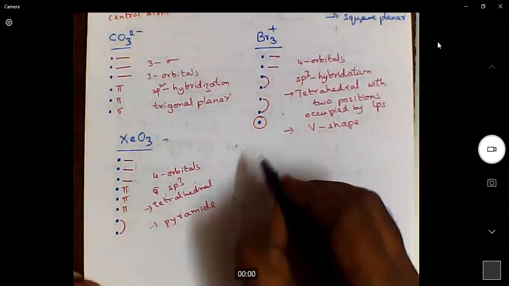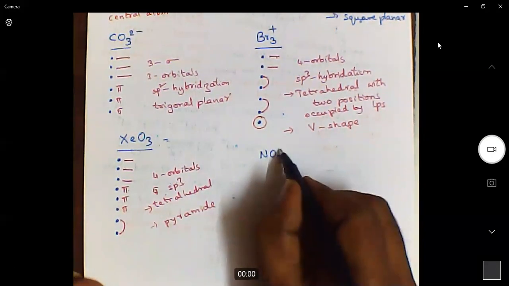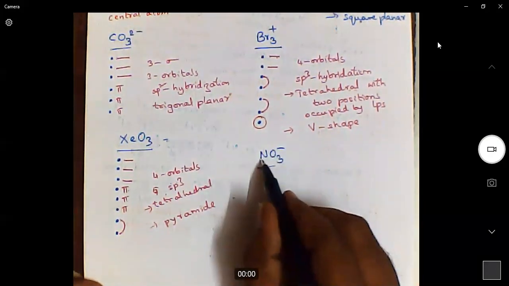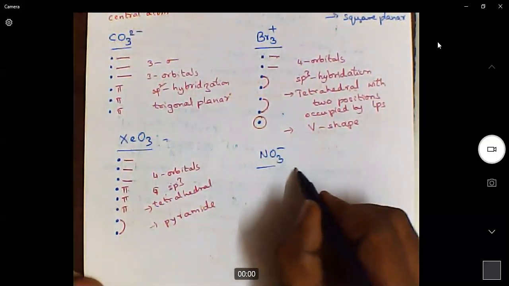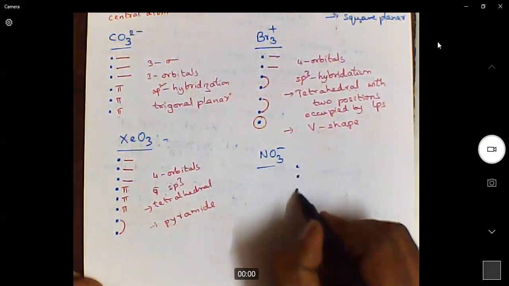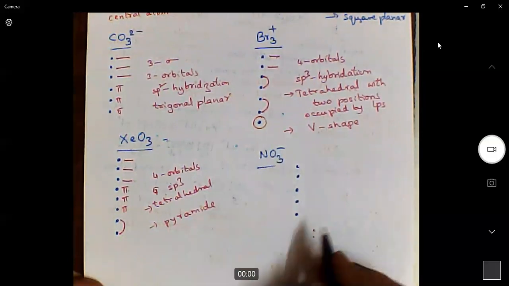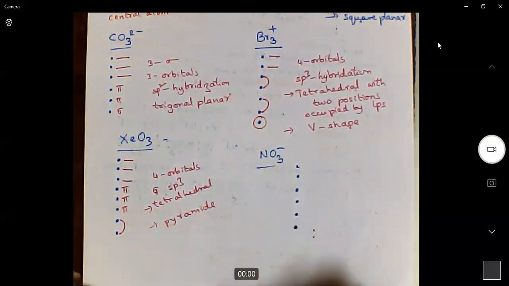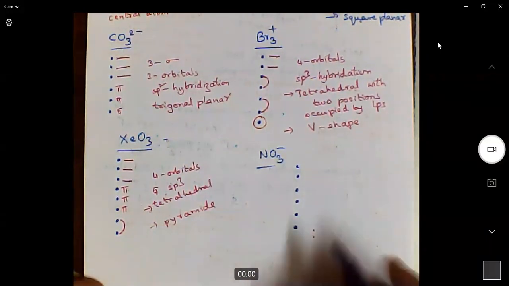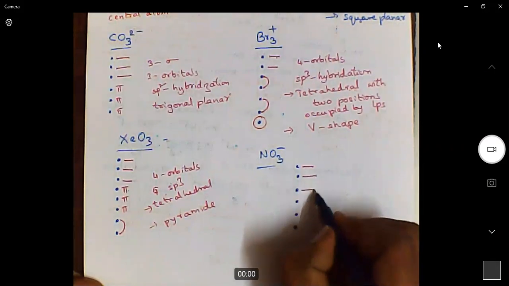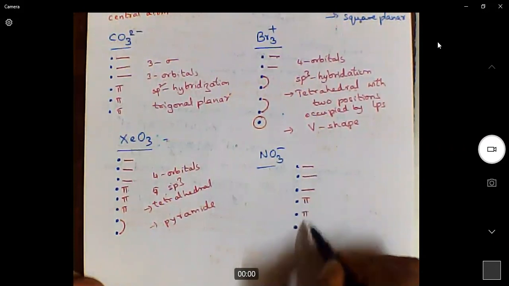I will discuss the last example. NO3 minus. Nitrogen is the central atom and it is bonded to 3 oxygens. Nitrogen, fifth group element, so it will have 5 valency electrons. And because of 1 minus charge, we also get 1 electron. Now, there are 3 oxygens, so they will be involved in 3 sigma bonds. Similarly, they will be involved in 3 pi bonds.